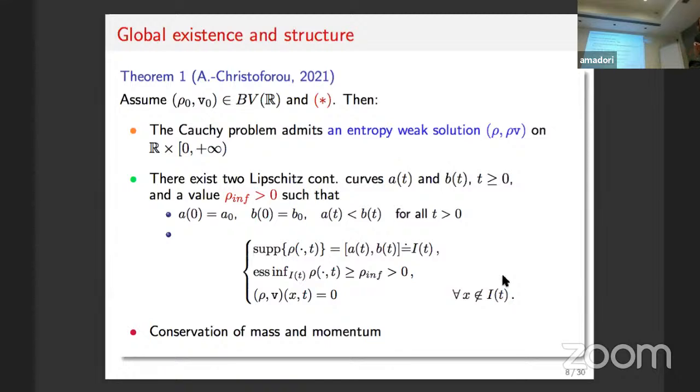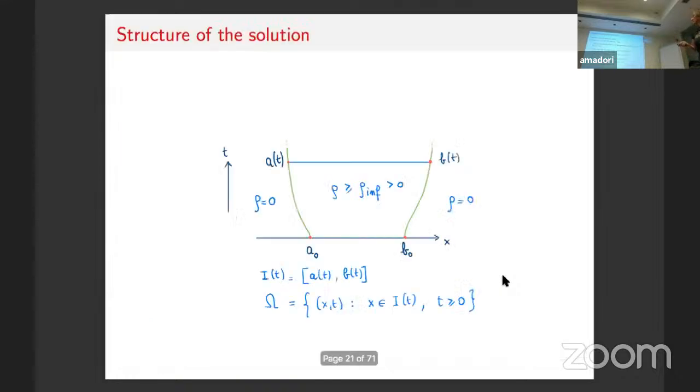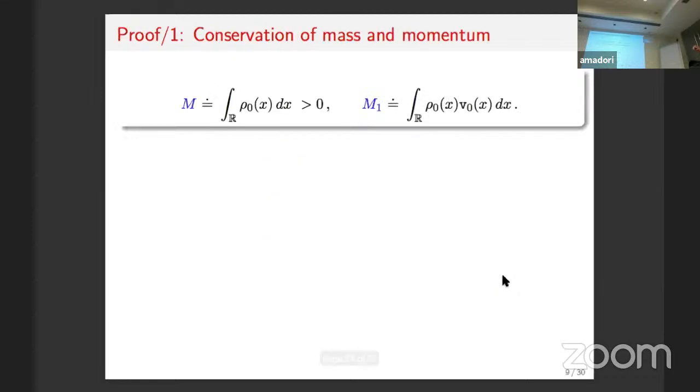So let me show with the picture what is the structure of our solution. So we have, for p positive, the support of rho in x and p will be confined within these two boundaries, and rho will be 0 outside. Okay, let's call capital Omega the region in x and p in which we have the support. Okay, so let me go on.